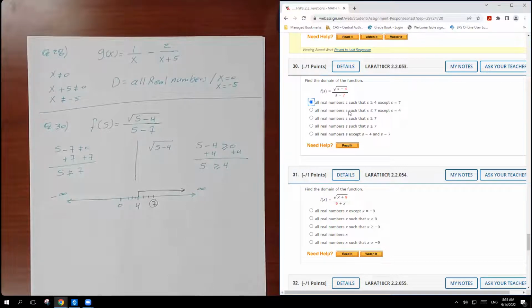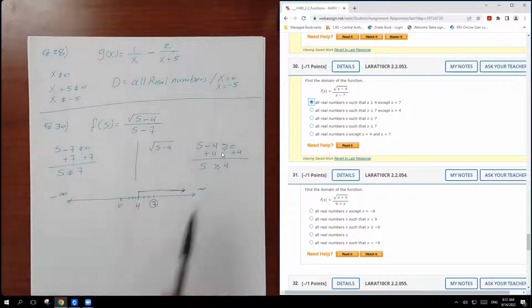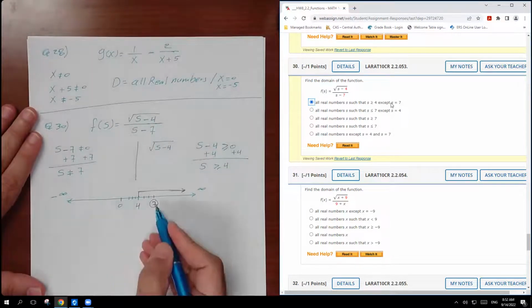The second one, all real numbers, this is wrong, because with the radical, we have to write down x minus 4 greater than or equal to 0. The third option, all real numbers, x greater than 7. This is the right option, but we're missing the second part. This is wrong, because it's supposed to be 4. So this is the right option, all real numbers, x greater than 4, except x equals 7. We can't choose the 7. So my domain is going to be all real numbers greater than 4, except 7.